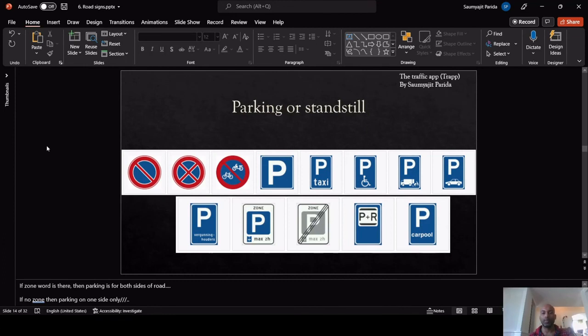Okay, parking. This symbol means you are allowed to park but not allowed to stop. This means no parking and no stopping.